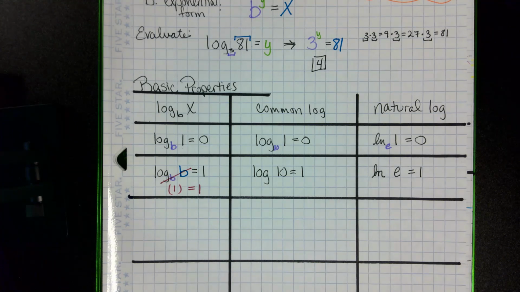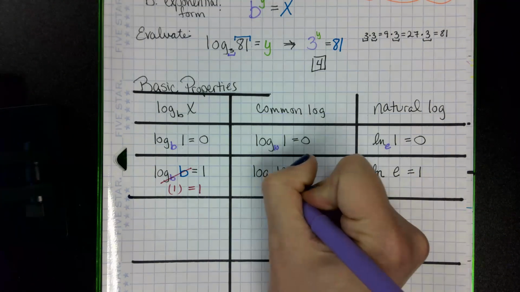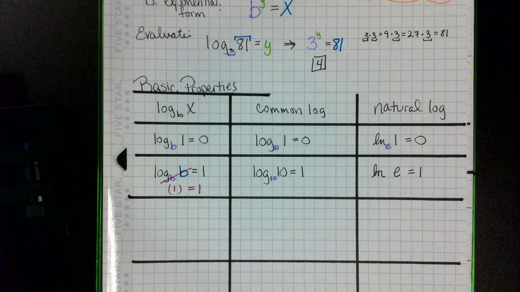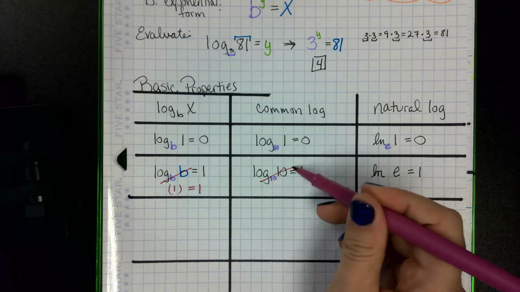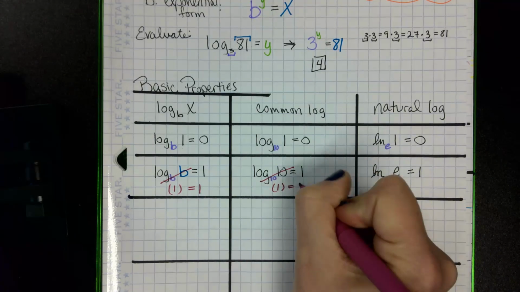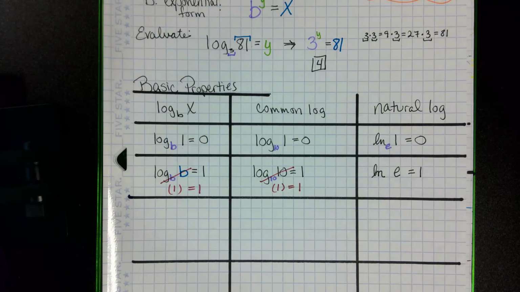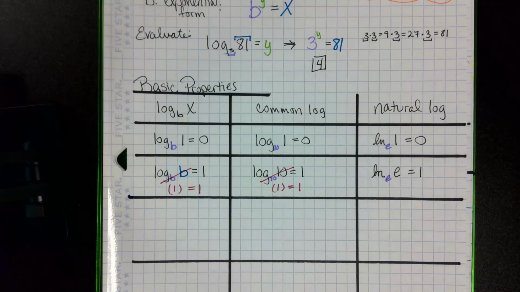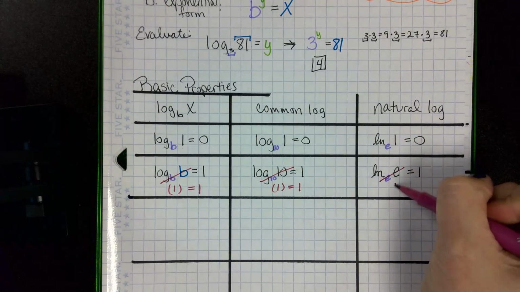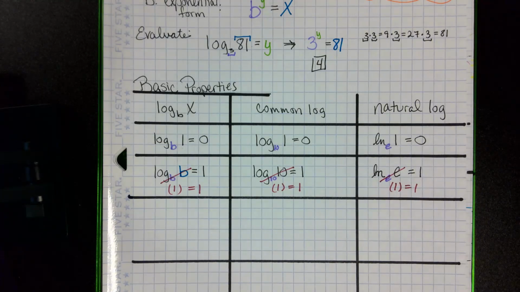The next one, common log, well, the base of the common log is 10. So log base 10 of 10 equals 1. So you have the 10 right next to the 10. So that tells you it's 1. And 1 equals 1. And the same with the natural log. Natural log is base e. You see the e right next to the e. So that's going to be 1 equals 1. So anytime you see the base and the argument are the same thing, you know that value is 1. So if it's in the middle of a big equation, you could turn that into a 1, and it'll make your problem a lot easier.